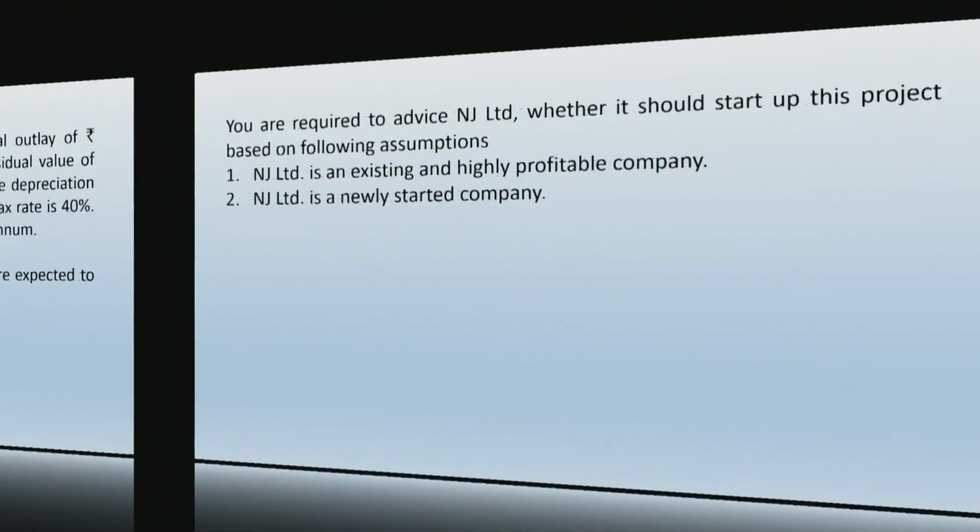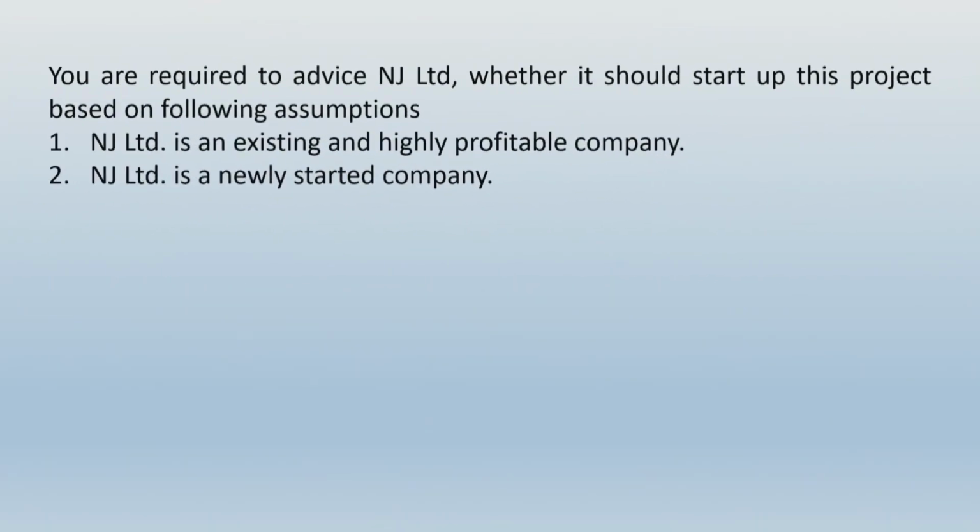What is further informed in the question? Let us see. You are required to advise NJ Limited whether it should start up this project based on the following assumptions. Number 1, NJ Limited is an existing and highly profitable company. Number 2, NJ Limited is a newly started company. Now friends, what will be the impact of these two assumptions? I will be explaining in detail when the right time comes. However, what we do right now is we observe what all is informed to you.